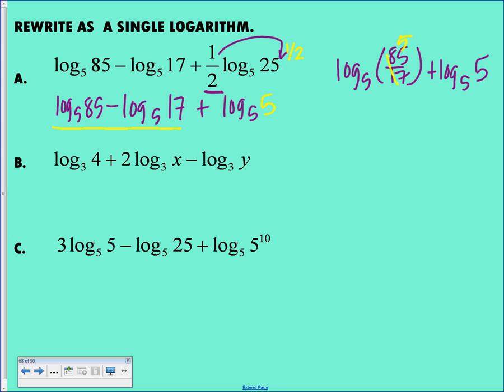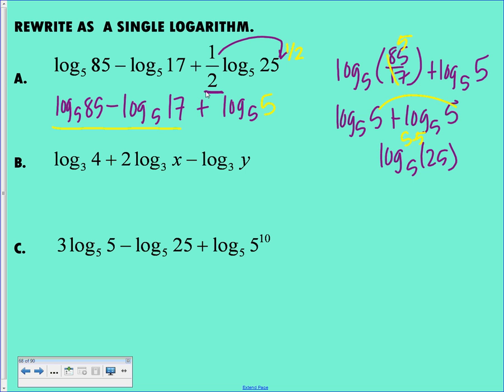So now I'm going to have log base 5 of 5 plus log base 5 of 5. And addition is like multiplication, so that's going to be log base 5 of 25. Okay, so I multiplied my 5 times 5 to get here. So from here I went 5 times 5, so you can multiply those two.